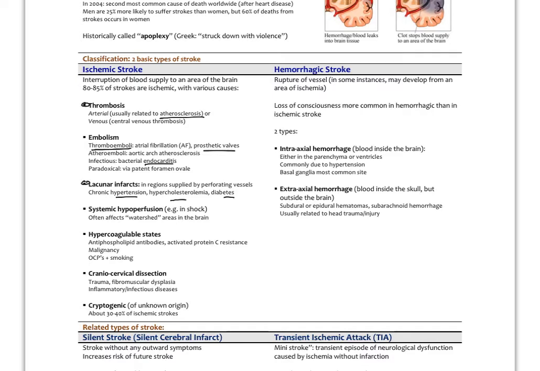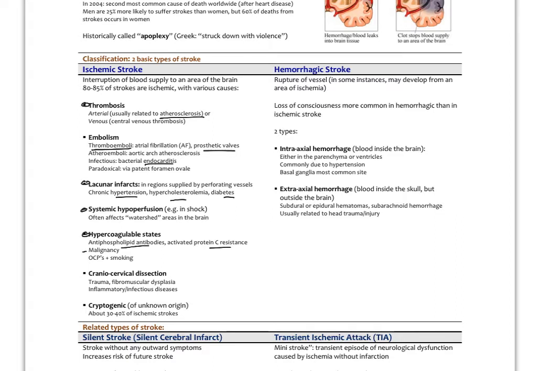Systemic hypoperfusion, this would be shock, and this is going to affect what are called watershed areas of the brain. And these are areas where there aren't major perfusing vessels, they're just several smaller vessels that sort of supply that area. And then hypercoagulable states where a patient is more prone towards coagulation, and there are specific disorders that we know are related to this. So antiphospholipid antibodies, activated protein C, etc., would be examples of hypercoagulable states.